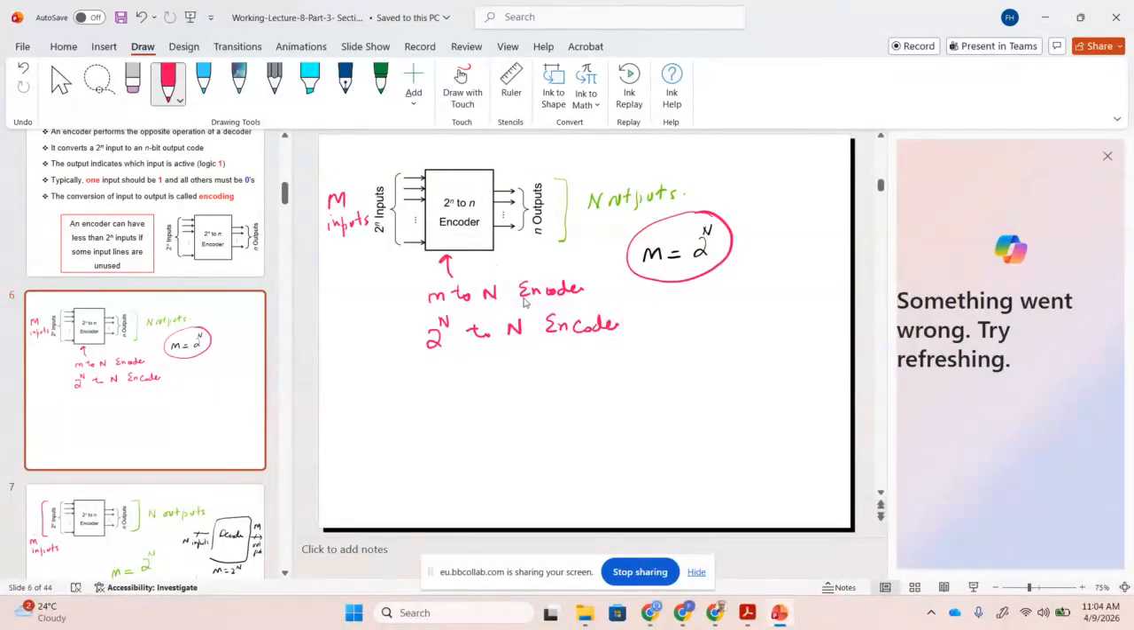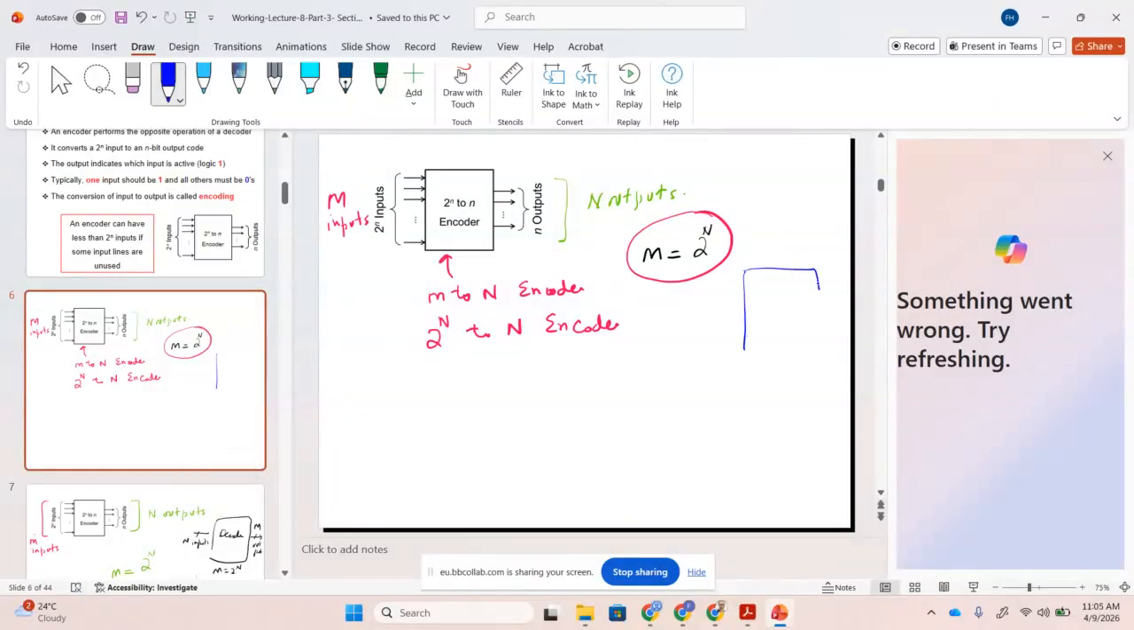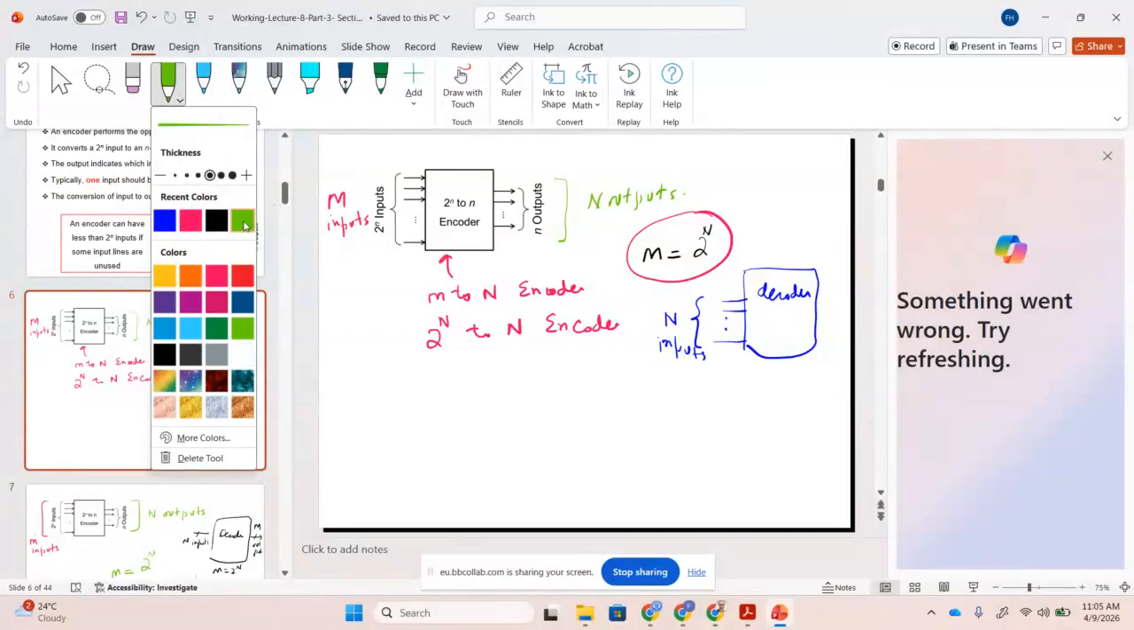Now please look here. What is the decoder? The decoder is the opposite of the encoder. If we have a decoder, it has how many inputs? It has n inputs. And how many outputs will there be for the decoder? Anyone may help me.